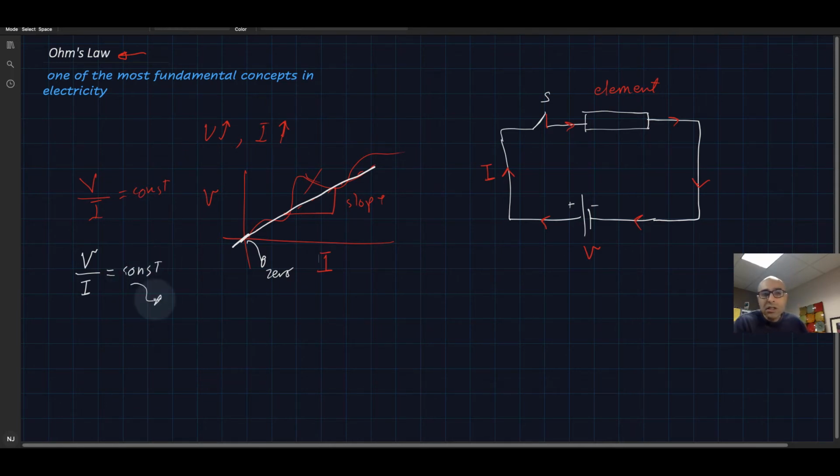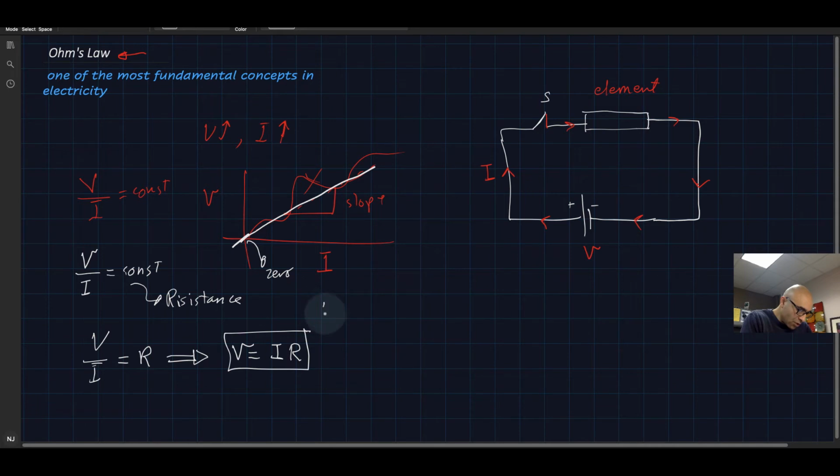And Ohm, the person who studied this relationship, said this constant, I'm going to call it the resistance. And so V over I is equal to R. I'm going to call it R. And maybe it's best to write it in one line, so cross multiplication. So we find out that V is equal to I R. And this is a very, very important equation. I think you should memorize it, because this is very important.